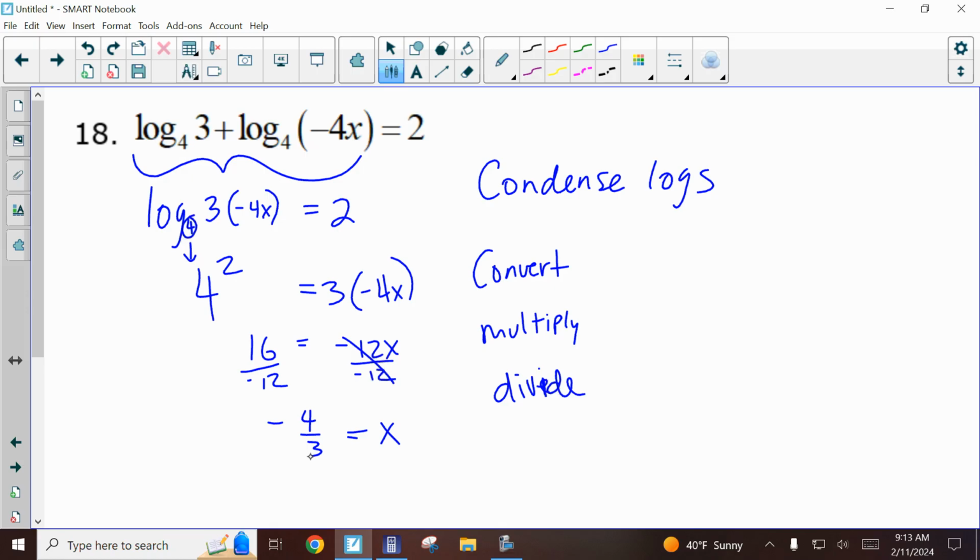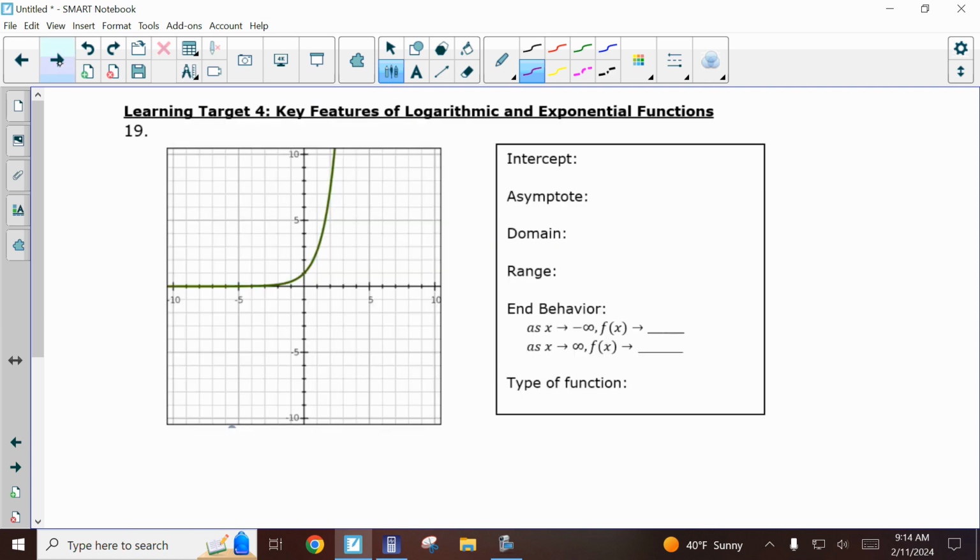Last thing we have to do is we have to check. If I put in a negative 4/3 here, notice how this one is already negative. A negative and a negative make a positive, so we're good. So that is not extraneous.